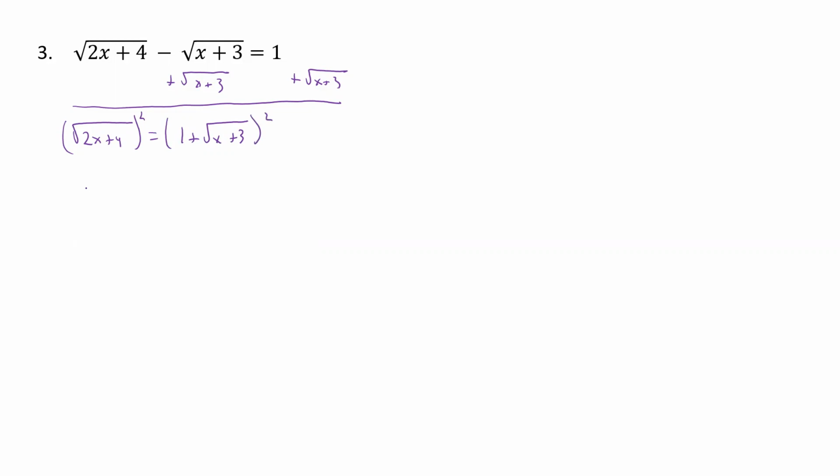So when I square this side, we just get 2x plus 4. Now when I square this, we have to think about that. We have to multiply. So it's 1 plus the square root of x plus 3 times 1 plus the square root of x plus 3. So 1 times 1 is going to give us 1. And then here we have square root of x plus 3 plus the square root of x plus 3. So that's plus 2 square root of x plus 3. And then we have that times that. So that's basically that squared. And so then plus x plus 3.